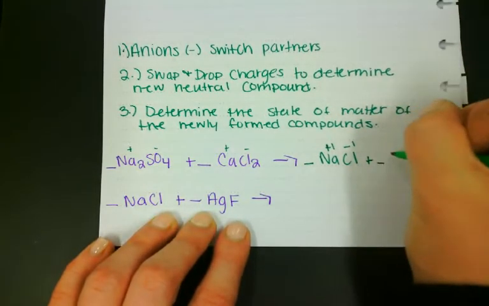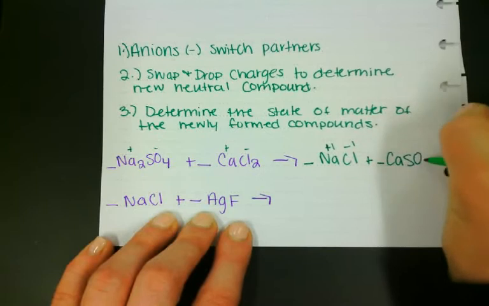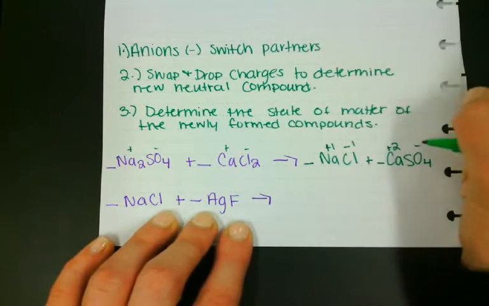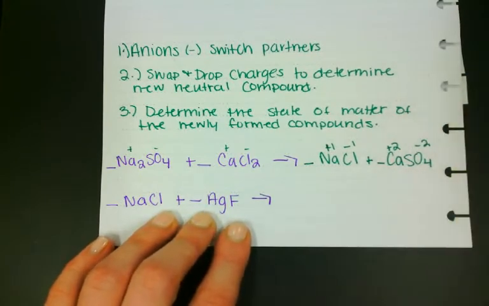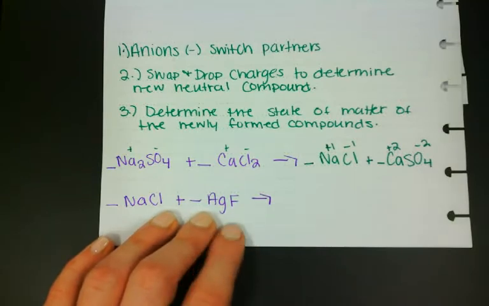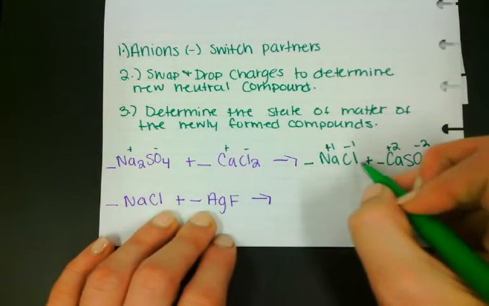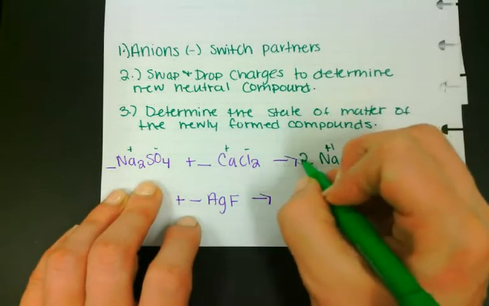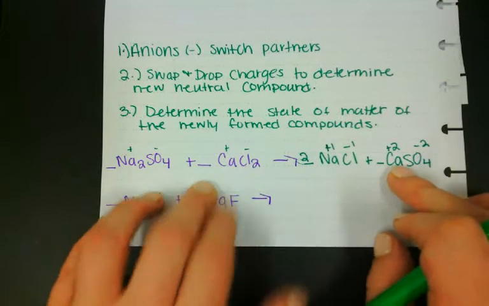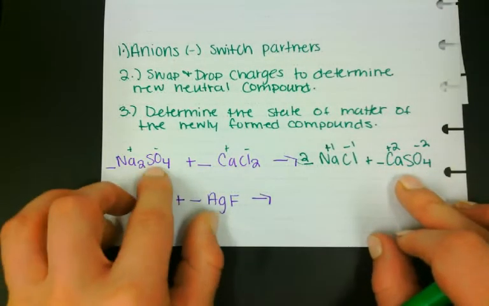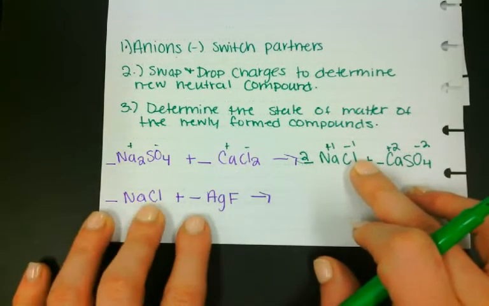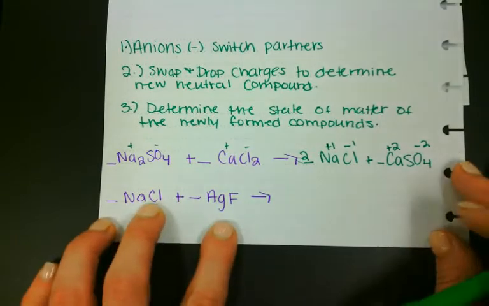Next, we have calcium sulfate. The charge on calcium is +2. The charge on sulfate is -2. So if I swap and drop these charges, they will remain the same. They would cancel each other out. So now I have to balance this equation. I have 2 sodiums here and 1 sodium here, so I'm going to put a 2 here. I have 1 calcium here and 1 calcium here. I have 1 sulfate here and 1 sulfate here. I have 2 chlorines here and 2 chlorines here. So now my equation is balanced.